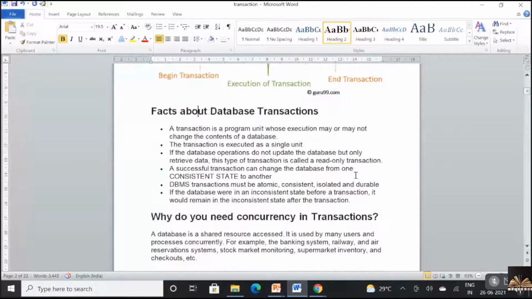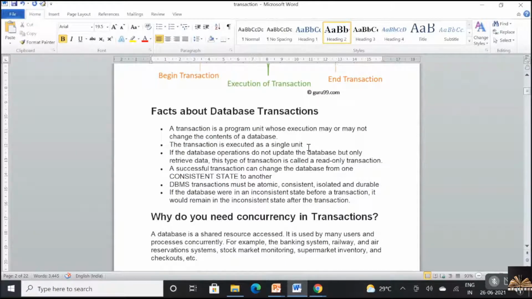Now, after that, whatever I have told you in the last 5 minutes is a fact about the database transaction. A transaction is a program unit whose execution may or may not change the content of a database. I have clearly told you, whenever I'm trying to perform a read operation, it only reads the database objects. It's not performing any other operation apart from reading. So whenever a transaction tries to read the values of database objects, I'm not disturbing the database. Sometimes a transaction may change, sometimes it may not change the contents of the database.